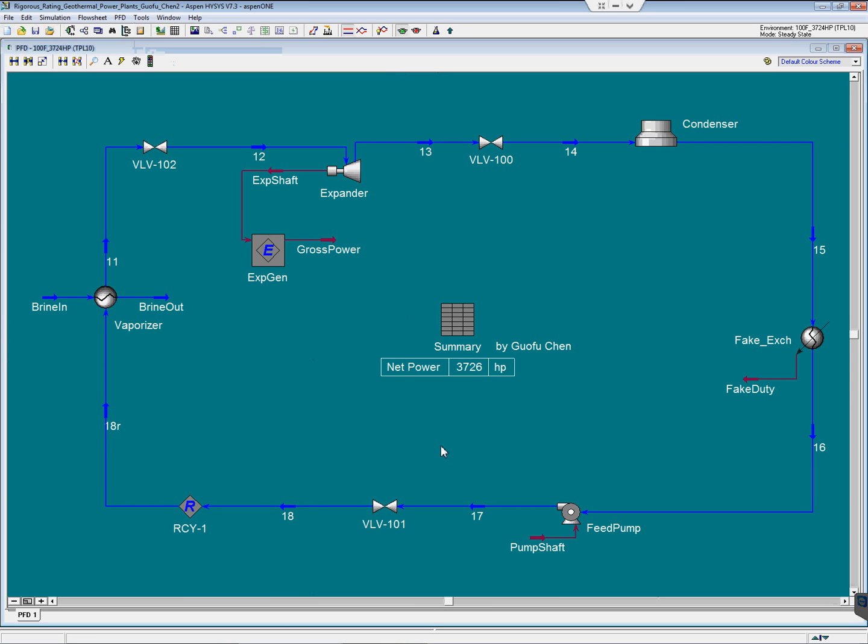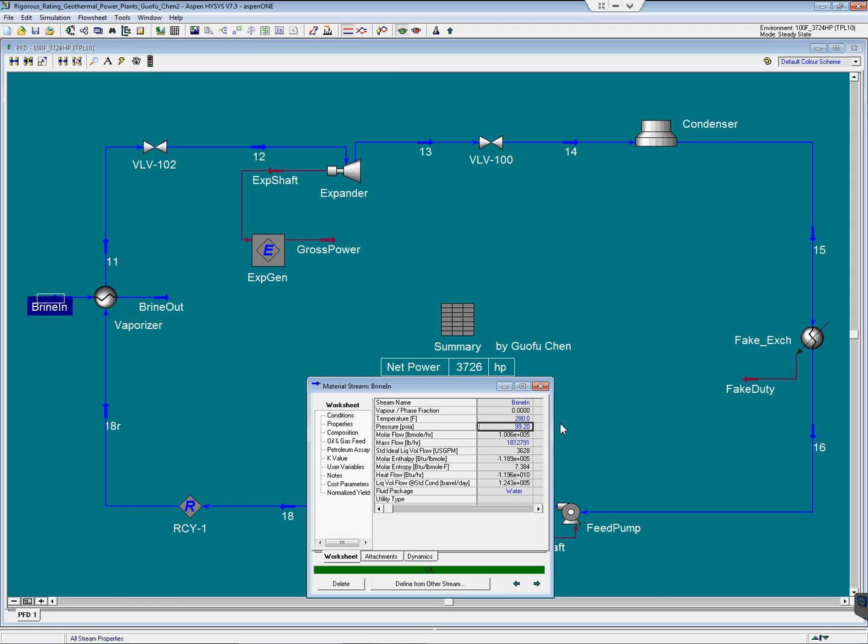After this model is set up, users can simply change any parameter in the cycle to predict the net output of the power plant with great confidence, such as the brine inlet temperature. Currently, at a brine inlet temperature of 280 Fahrenheit, the power plant is producing 3,726 horsepower. After we change it to 282 Fahrenheit, the power plant is producing about 3,900 horsepower.